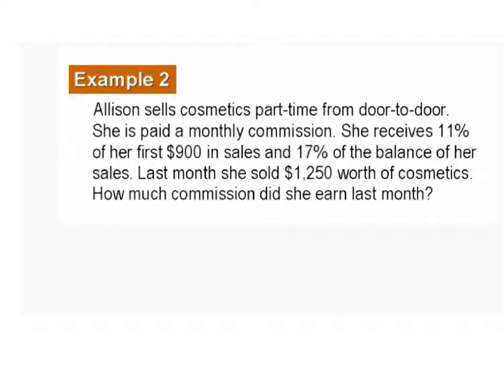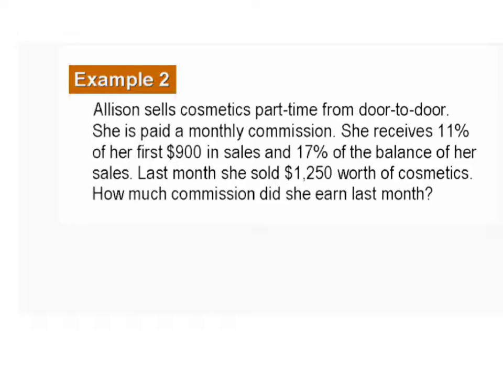Here is example 2. Allison sells cosmetics part-time from door to door. She's paid a monthly commission, and she receives 11% of her first $900 in sales and 17% of the balance of her sales. Last month, she sold $1,200 worth of cosmetics. How much did she earn last month?